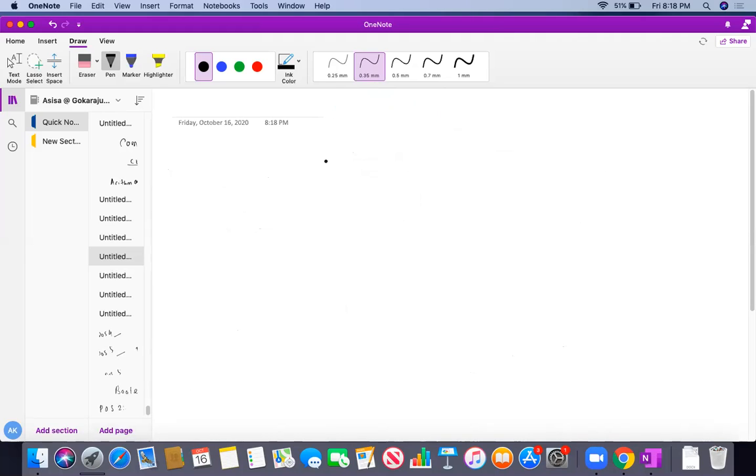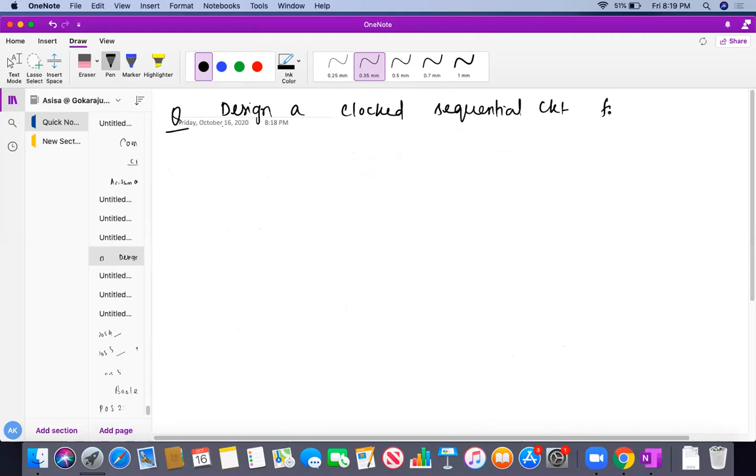So let's say another problem is given. Next question. Any doubt? Anybody has come up with any doubt? Okay, good, no doubt. So we can do one more last question on this, because this is very important. It is one of the questions you can expect. Design a clocked sequential circuit for the given state diagram.